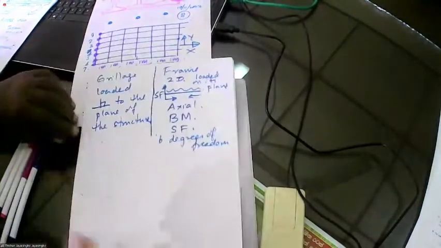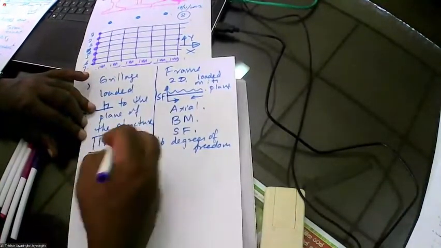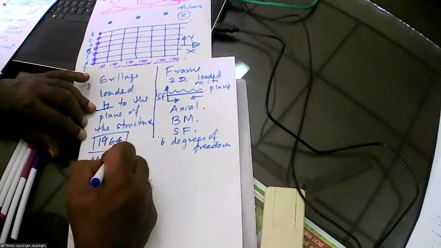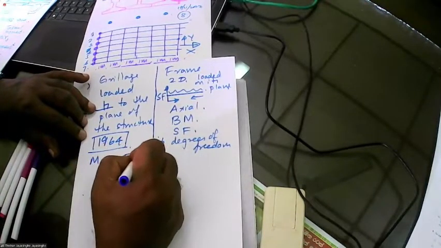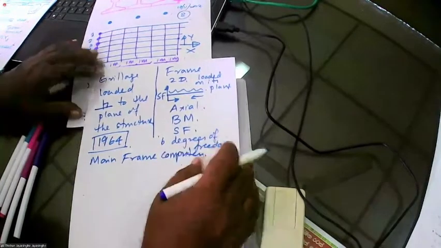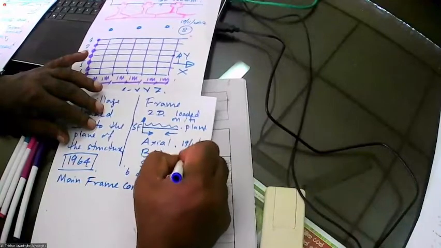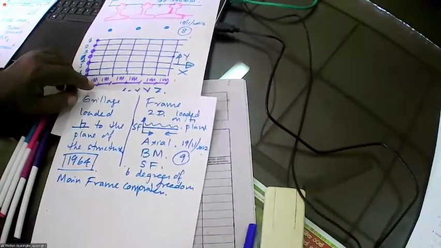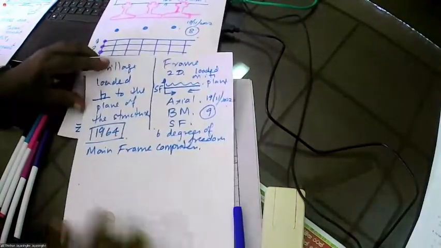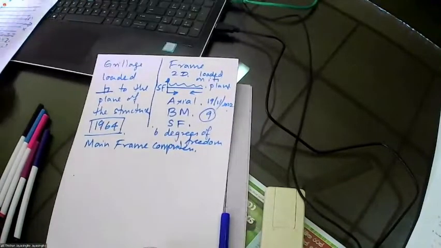When did they develop the grillage analysis? The first papers appeared in 1964, because that is the time mainframe computers were available. So people developed in 1964 how to analyze structures using grillages. Only then did the research papers start appearing on grillages.